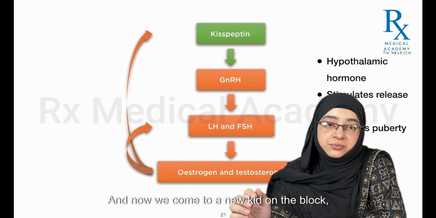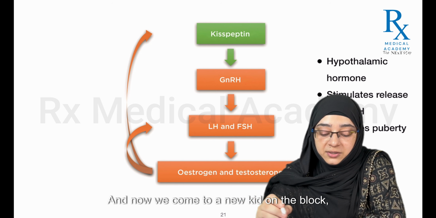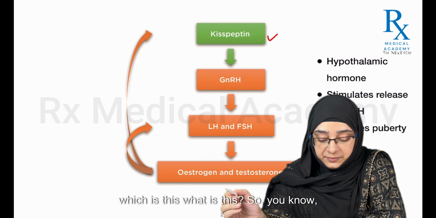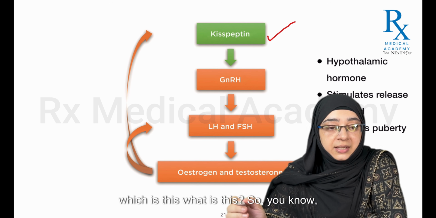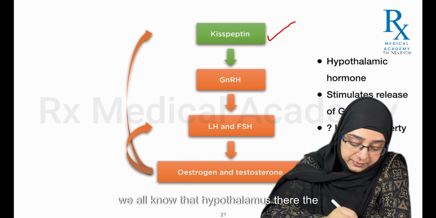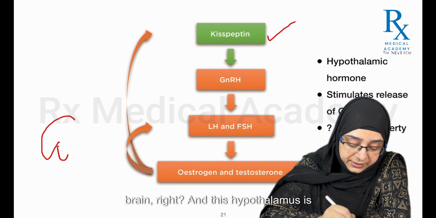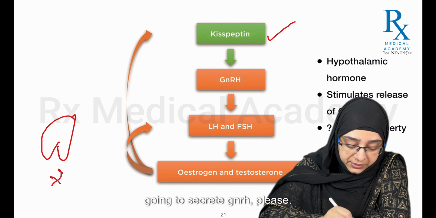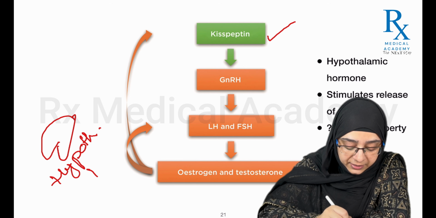And now we come to a new kid on the block, which is kisspeptin. What is this? So, we all know that hypothalamus is there in the brain, right? And this hypothalamus is going to secrete GnRH. Hypothalamus, it secretes GnRH, right?